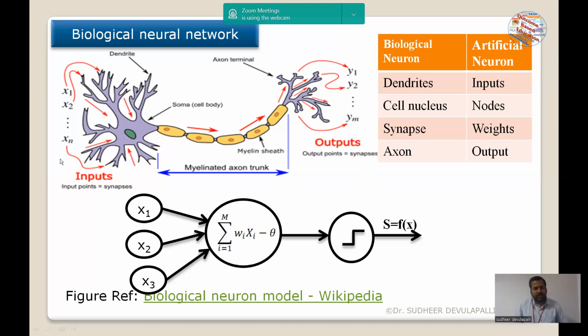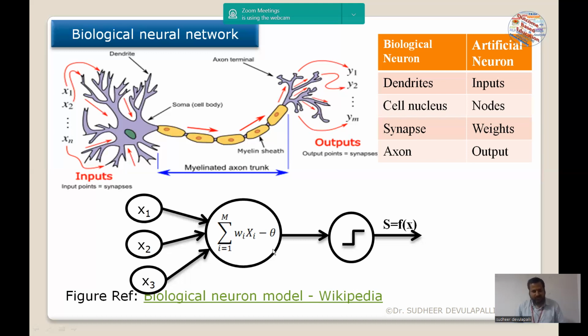In the biological neuron, we also have the soma, that is called the cell body, where the computation of the neuron happens. And we also have the axon terminals. If the neuron wants to connect to another neuron, then these axon terminals will be connected, or it can also produce outputs like y1, y2, and so on, m number of outputs. And we can have x1, x2, and so on, n number of inputs. So this is the basic structure of the biological neural network.